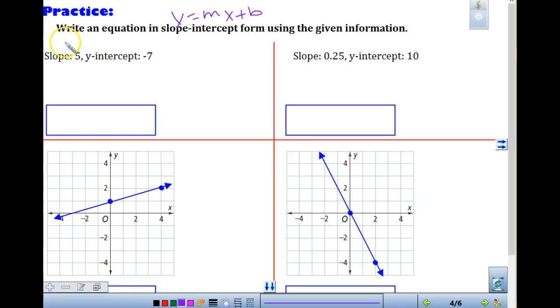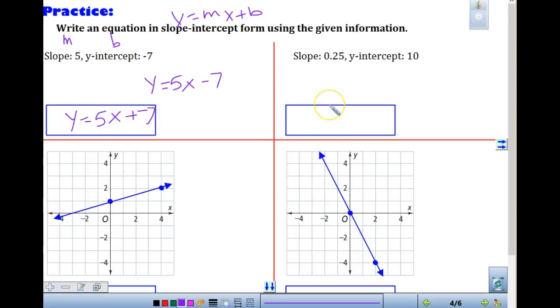So our slope, that's our m. Y-intercept is b. Y equals 5x plus -7. If somebody had y equals 5x minus 7, that's the same thing. Plus a negative or minus a positive, that's the same thing.